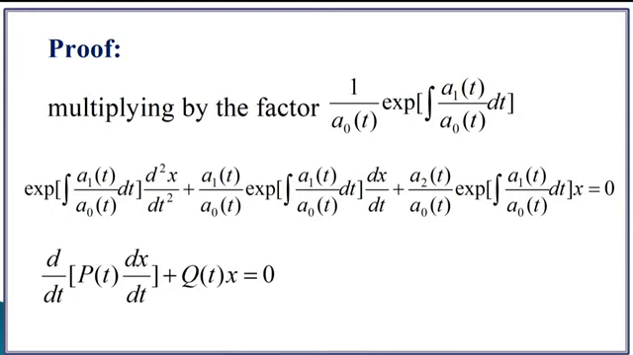So basically this proof is not much difficult. You are just multiplying by a factor to convert a given equation into a self-adjoint equation, and the new equation becomes a self-adjoint equation.